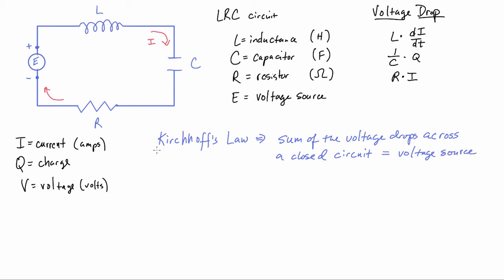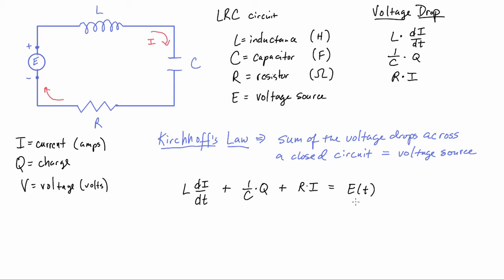Now, if we apply that in this case, what it gives us is the following equation. The sum of the voltage drops is L times di/dt, that's the voltage drop across the inductor, or the coil, plus the voltage drop across the capacitor, which is 1 over C times Q, plus the voltage drop over the resistor. All of that's equal to the voltage source, which is E of t.